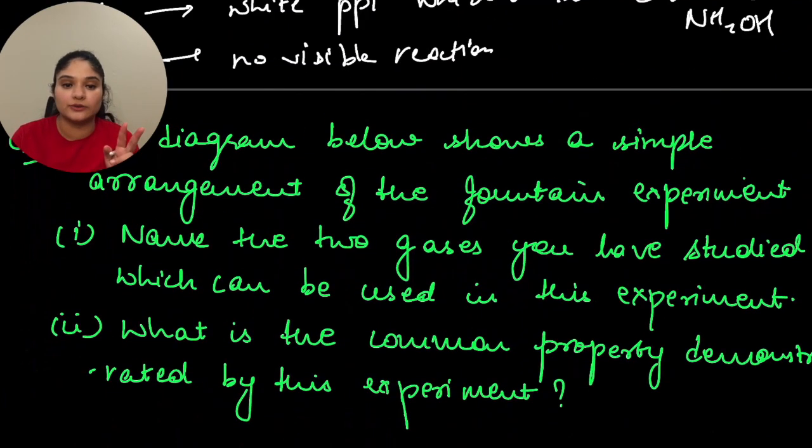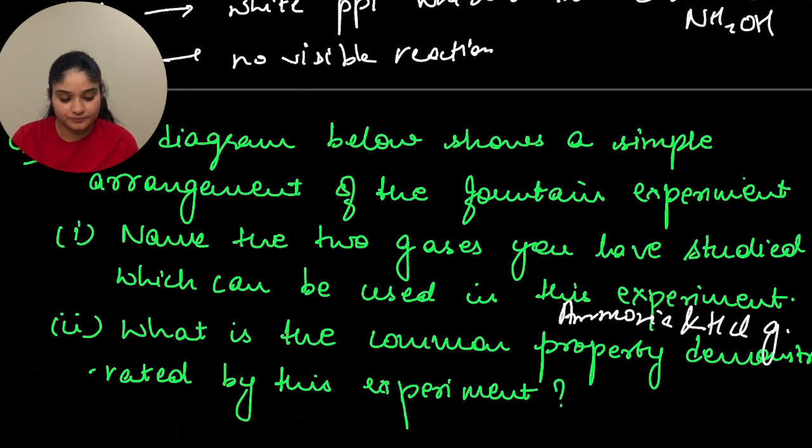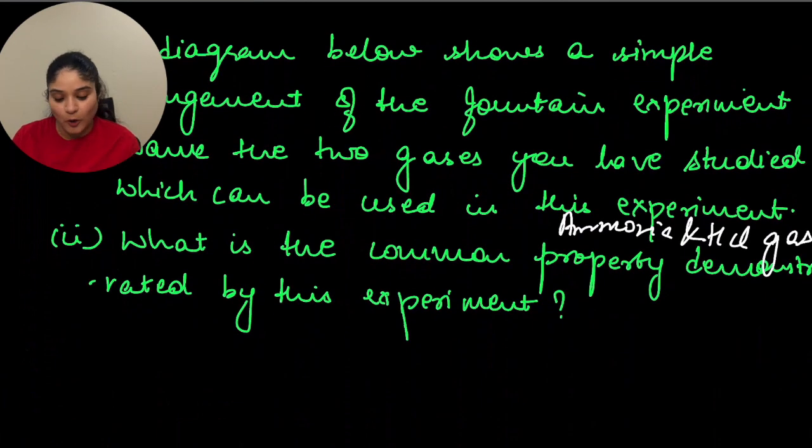Name the two gases you have studied which can be used in this experiment. So either you can use ammonia or you can use HCl gas. Both of them have fountain experiments in the chapter. So your answers would be ammonia and HCl gas. What is the common property demonstrated by this experiment? The common property is the high solubility of these gases in water. So that is the solubility of gas in water.